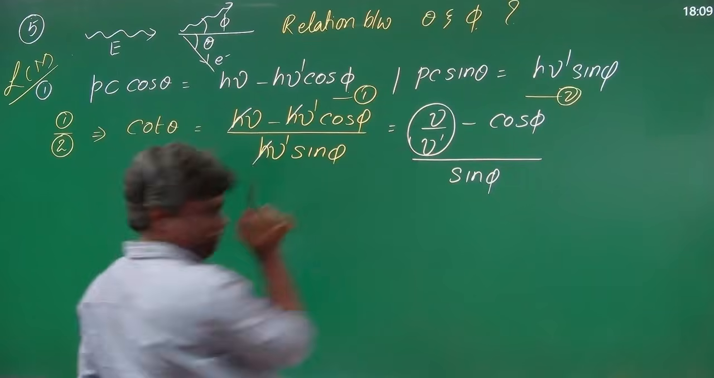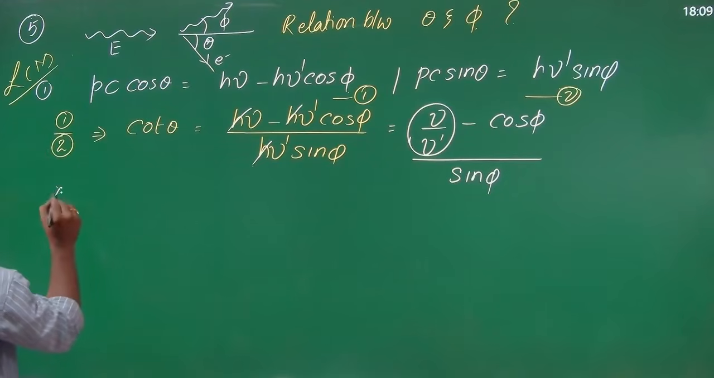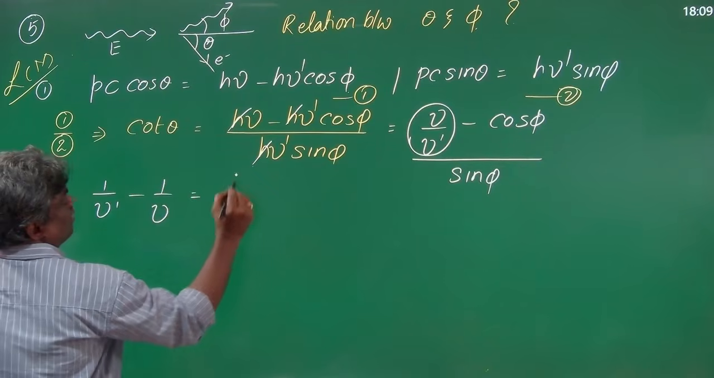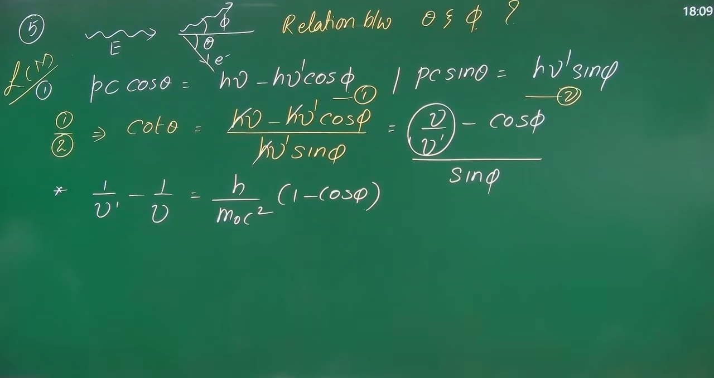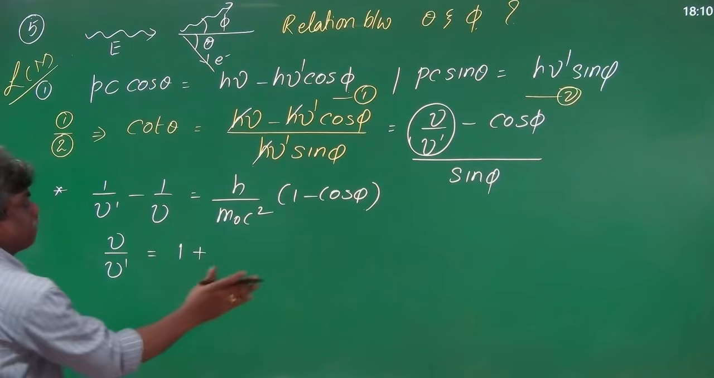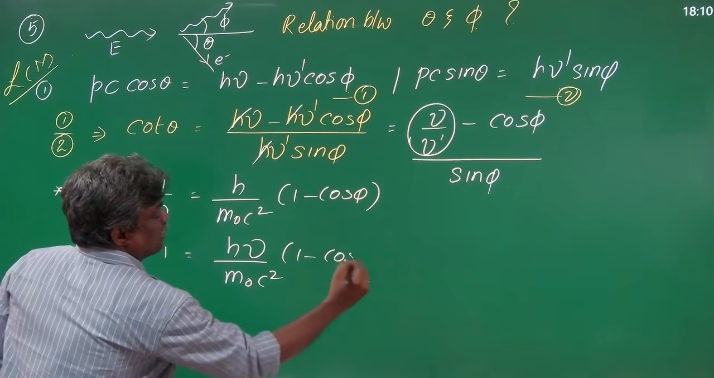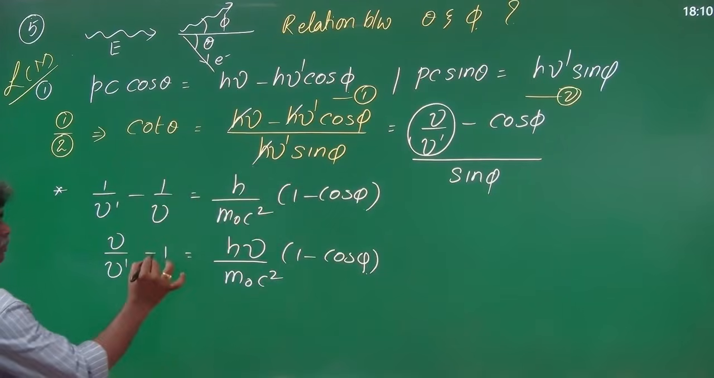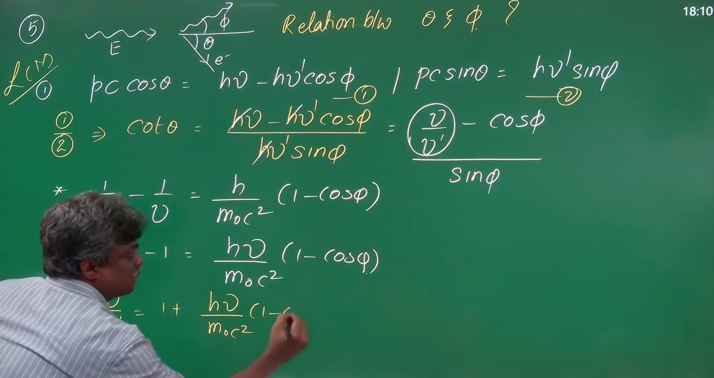Now I have to get this value. How? I told you, remember one relation for the further derivations. This is the relation we have derived. What do you want? Nu by nu prime. If you want nu by nu prime, what to do? Multiply with nu. Say yes or no? Nu by nu prime, just multiply with nu, equal to h nu by m naught c square into 1 minus cos phi. Now you can bring this one to that side. Finally we got nu by nu prime equal to 1 plus h nu by m naught c square into 1 minus cos phi.